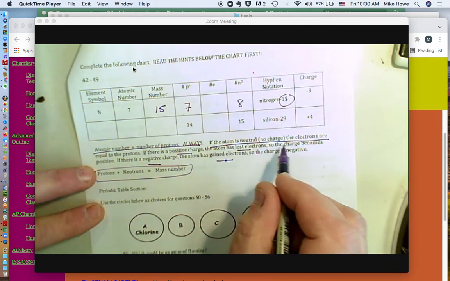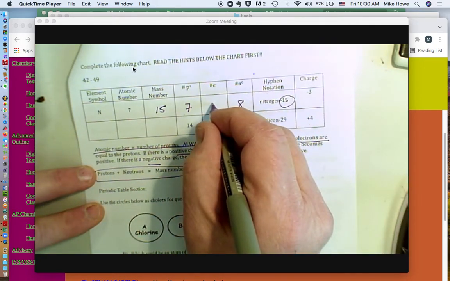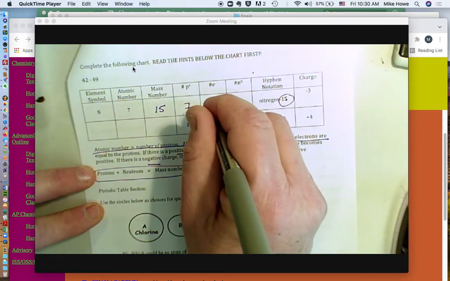Well, if it's neutral, the electrons equal the protons. So when this didn't have a charge, you would have had 7 electrons. But now that you've gained 3, you get 10.